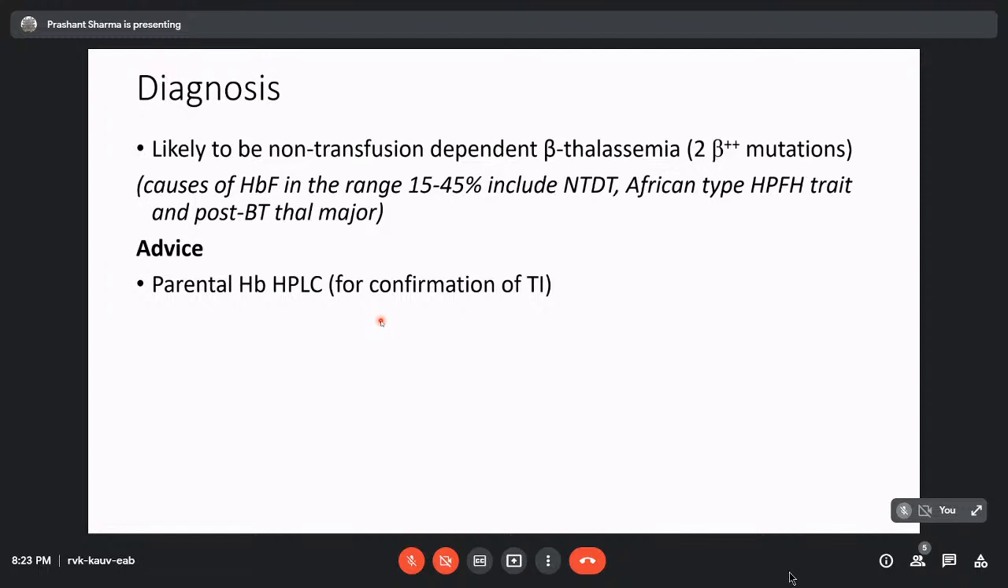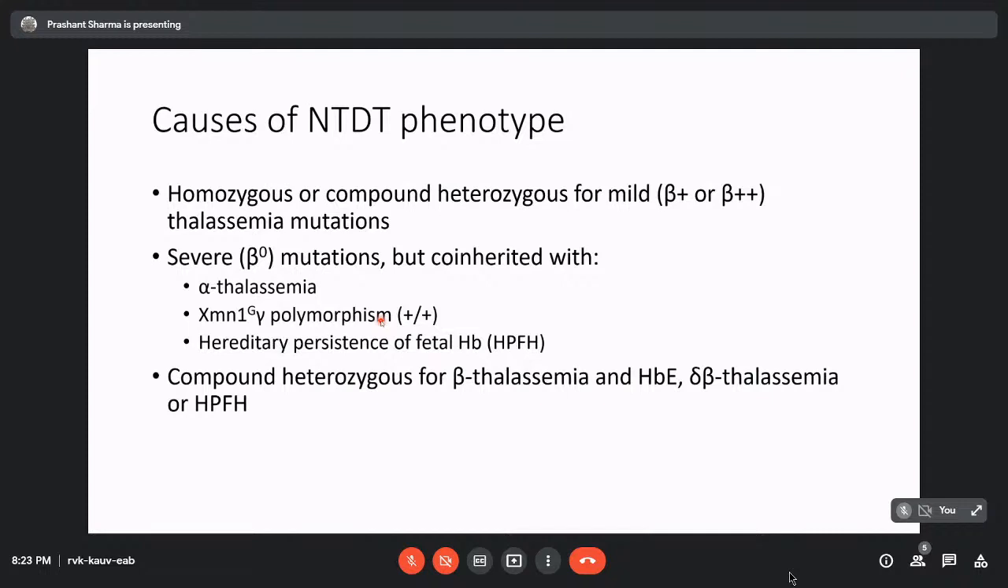Okay, so this is a question that I think I'll come to very quickly. So what are the causes of non-transfusion dependent thalassemia phenotype? It can be because of homozygous or compound heterozygous cases for mild mutations, which is beta plus or beta plus plus mutations, or a severe mutation which is co-inherited with either alpha thalassemia or a plus plus XMN1 polymorphism or HPFH, or persons who are compound heterozygous for beta thalassemia and HbE, or delta beta thalassemia with beta thalassemia, or HPFH with beta thalassemia. They will also have less transfusion requirement than beta thalassemia major.